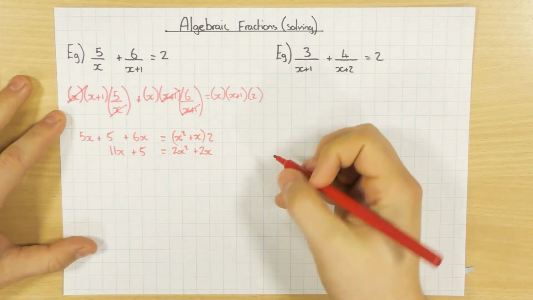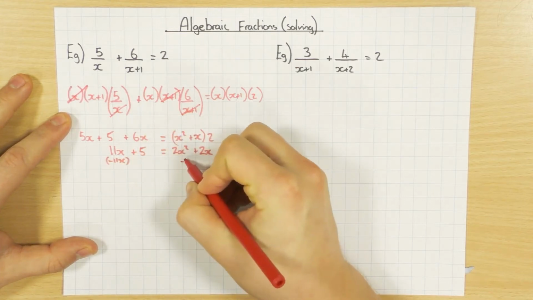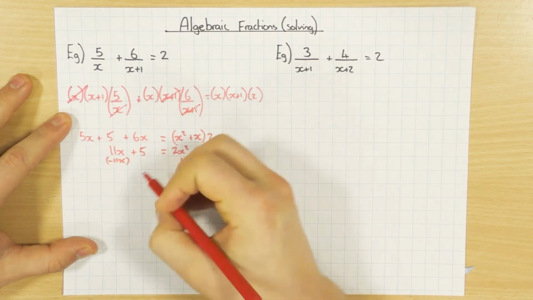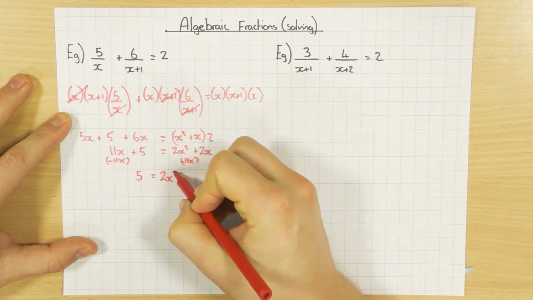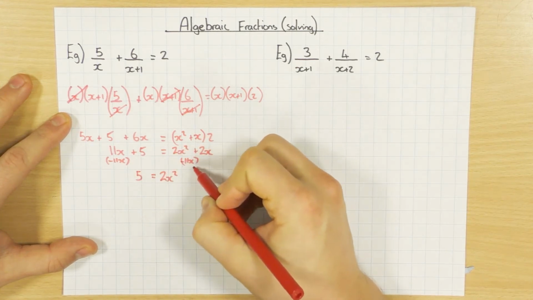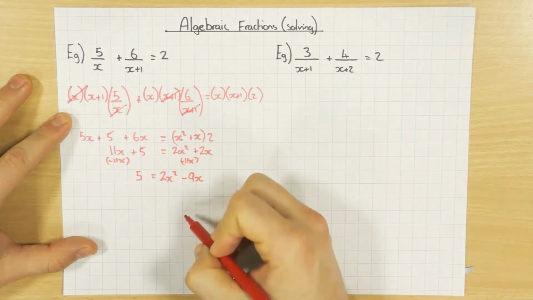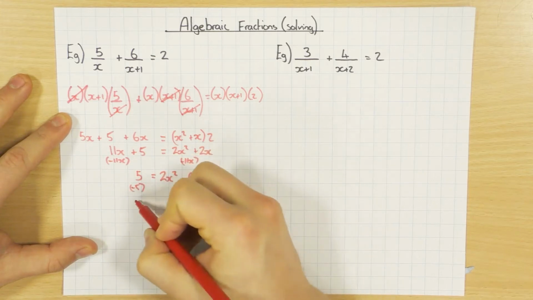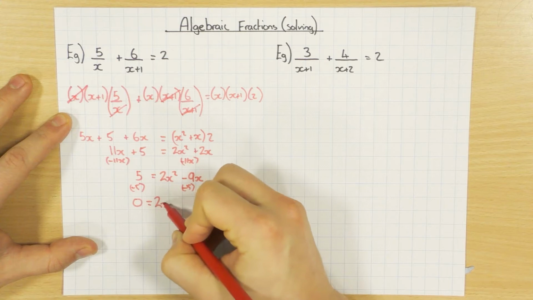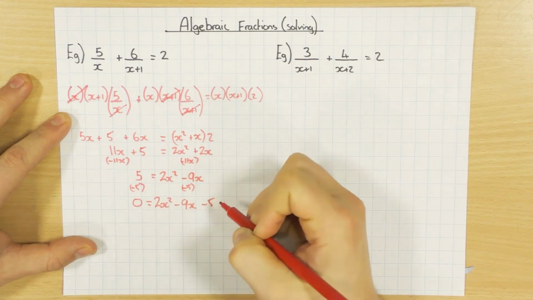So I want to get rid of that 11x. So I'm going to minus 11x from this side. And of course, I must do the same thing to this side as well, which leaves me with 5 equals 2x squared. And then 2x minus 11x is minus 9x. And then take away 5 from both sides. So 0 equals 2x squared minus 9x minus 5.